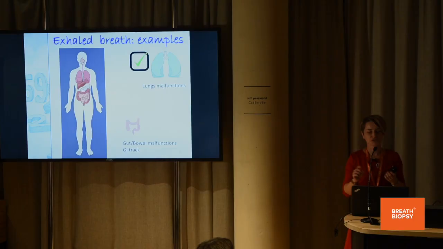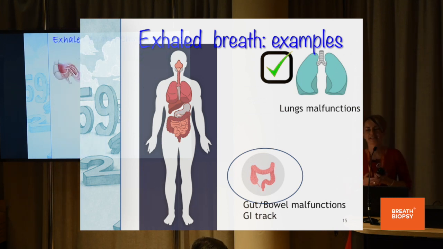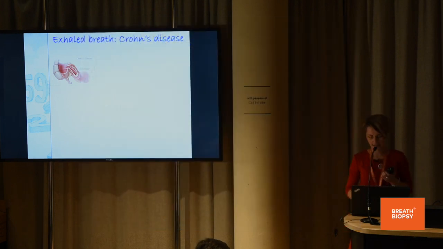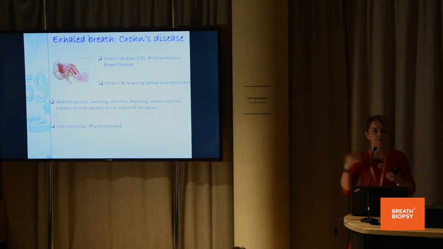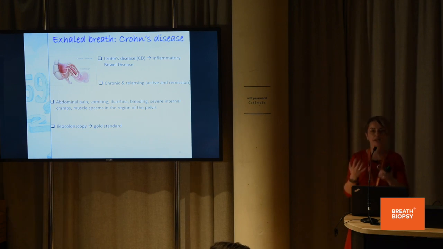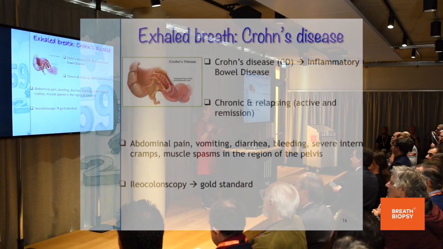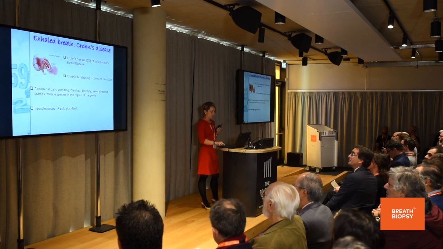So, one malfunction checked: lungs. Let's move a bit lower, to bowel malfunction. Here we look at Crohn's disease, which is an inflammatory disease with relapsing episodes. It means that the patient has active stages of the disease and also remission stages. Depending on the stage, of course, the patient has more or fewer symptoms and needs more medication. At this moment, the gold standard to diagnose and to define the stage of the disease is colonoscopy, which is of course a pretty invasive and not pleasant procedure to follow.